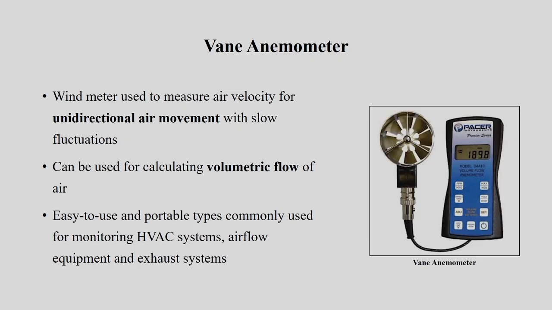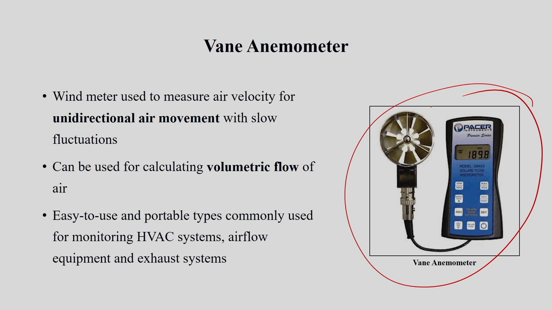So these are the kinds of instruments: a catathermometer, a very commonly used instrument, and also the vane anemometer, which is also commonly used for measuring air velocity. So let us understand one by one. This is how the vane anemometer looks like. Depending on the brand, it will be different.